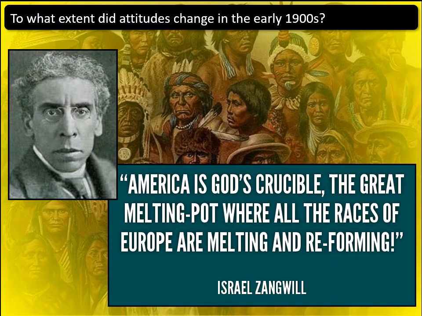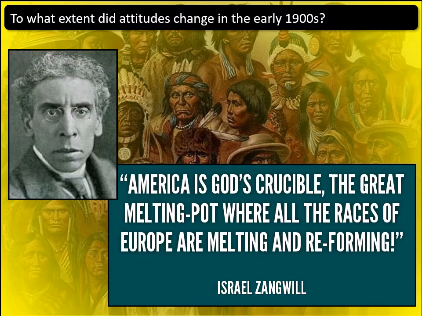Now, for the early part of the 1900s that we're now moving on to, I just want to talk about this concept for a moment. This man is Israel Zangwill, and he wrote something, a play in fact, with this quote in it. America is God's crucible, the great melting pot where all the races of Europe are melting and reforming.